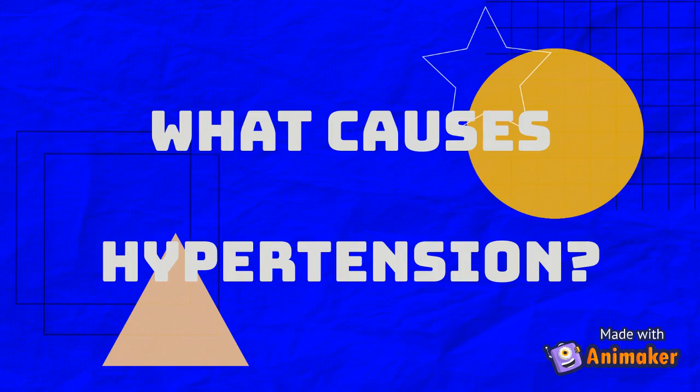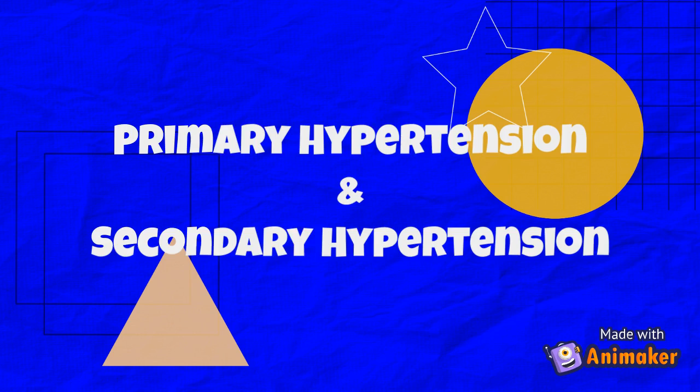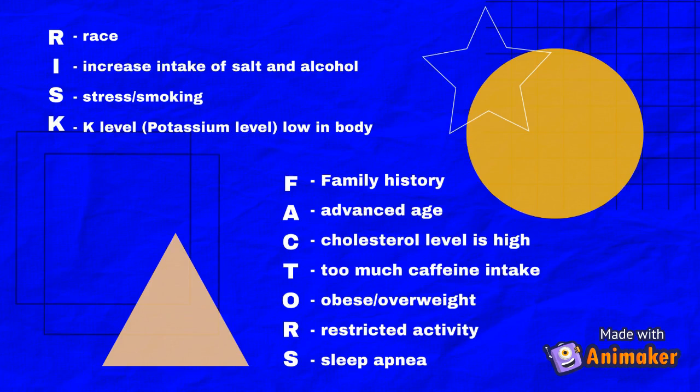Now let's look into the cause of hypertension. To understand this, hypertension is divided into primary hypertension and secondary hypertension. Primary hypertension is a hypertension with an unknown cause. However, we can look into the risk factors of a person getting hypertension. To remember the risk factors, remember the mnemonic RISK FACTORS.